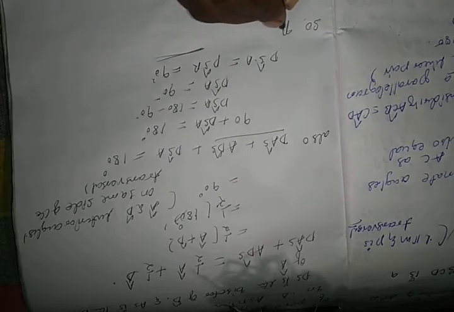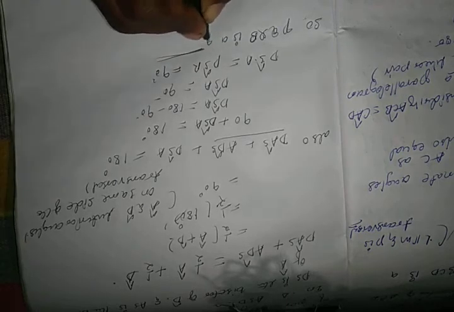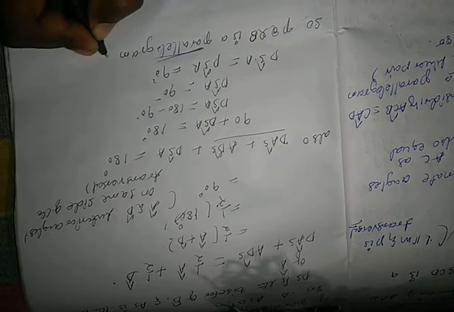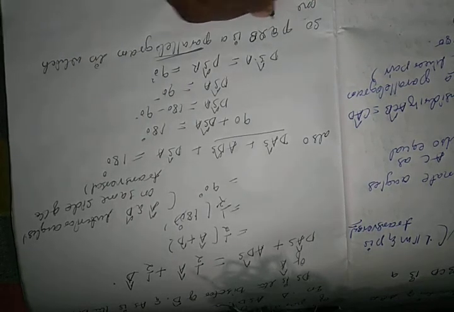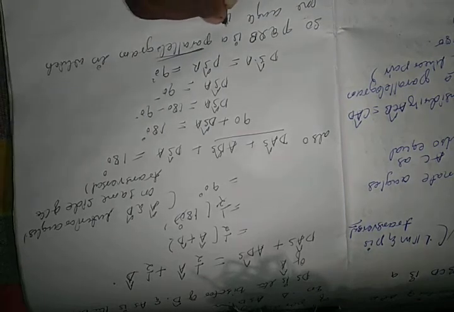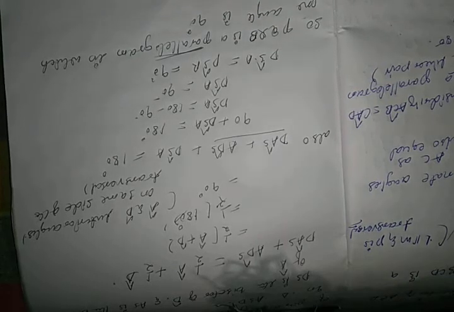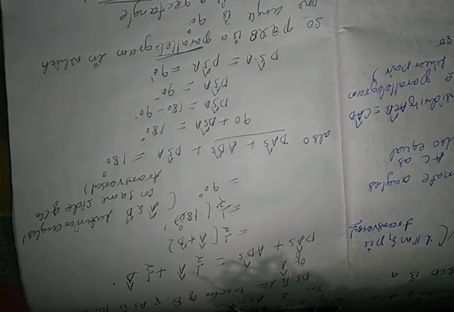So PQRS is a parallelogram in which one angle is 90 degrees. Therefore PQRS is a rectangle. PQRS is a rectangle.